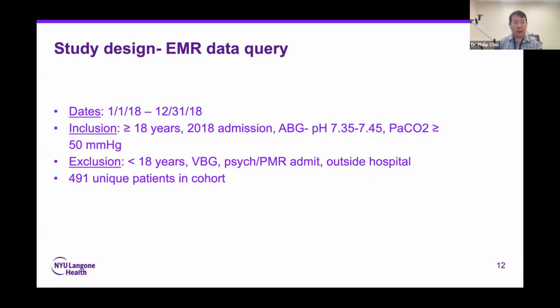We excluded patients who were less than 18 years of age. Any patients who had only venous blood gas data, we did not include. We did not include patients who were admitted to psych or PM&R hospitals or outside hospital admissions. And what we found were 491 unique patients in the cohort.